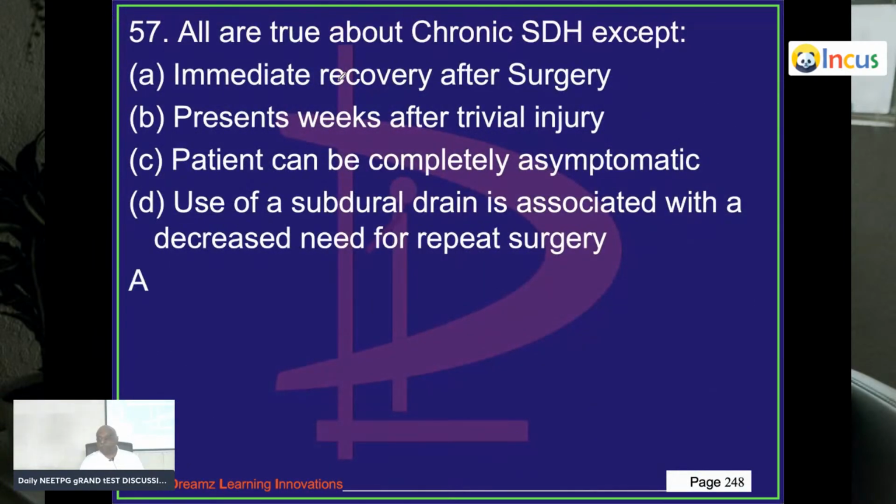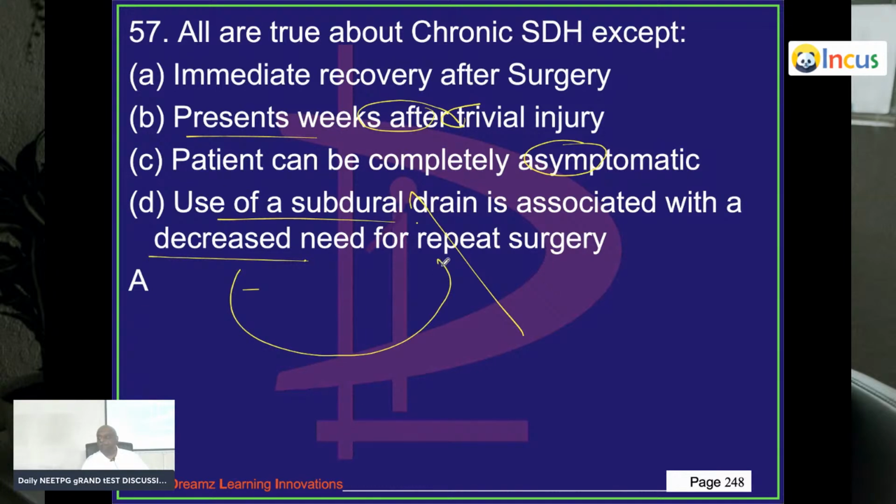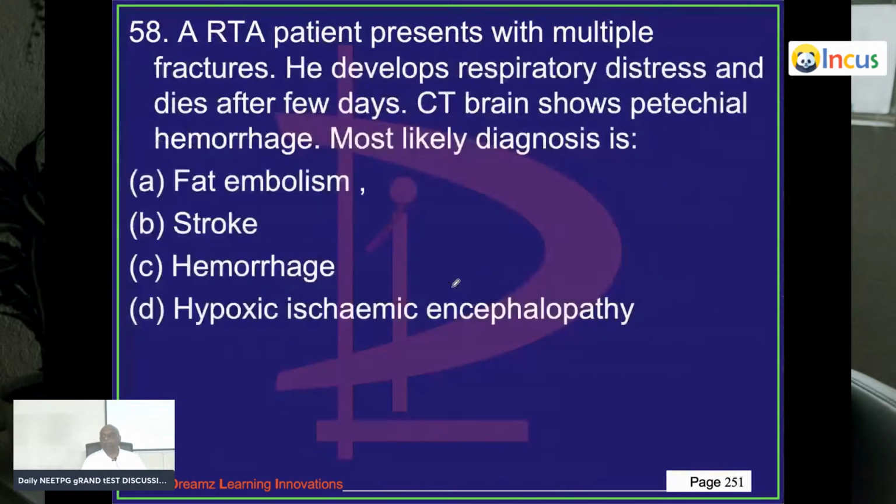About chronic subdural hemorrhage, presents weeks after a trivial injury. A lot of times the old man doesn't remember what happened and he starts developing forgetfulness. He can be completely asymptomatic. You need to put a subdural drain. If you use a subdural drain, there is a decreased need for repeat surgery.